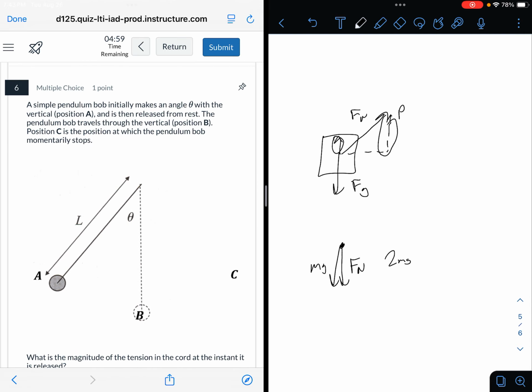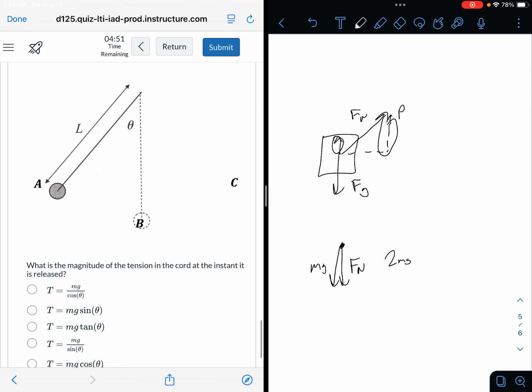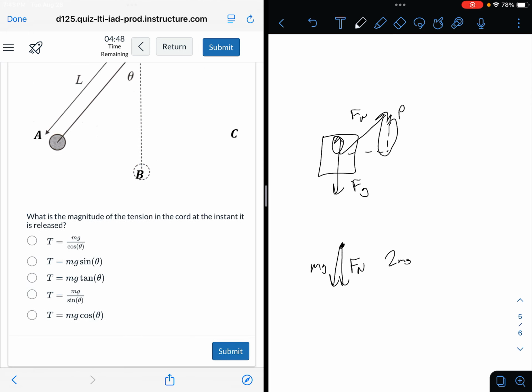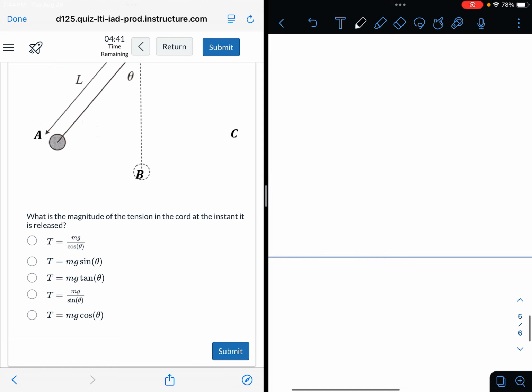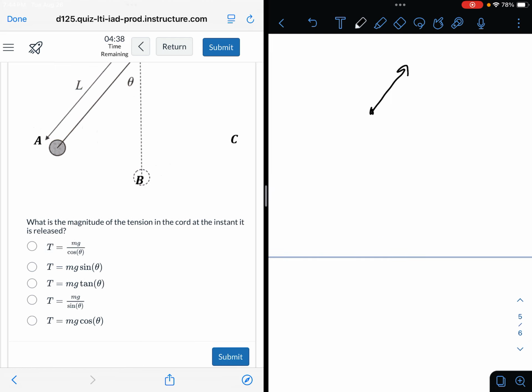And then we have a pendulum here, so it makes an angle theta, is released at A, travels through B, and then stops at C. So the magnitude of the tension in the cord at the instant it is released. If you actually draw this out, there's going to be Ft, and then we have Fg. Really, Ft is actually balanced by this component of Fg. You can call this FGR and then Fg parallel.